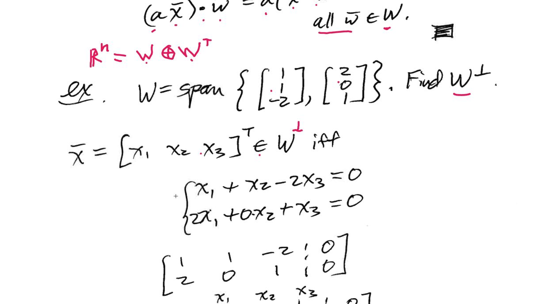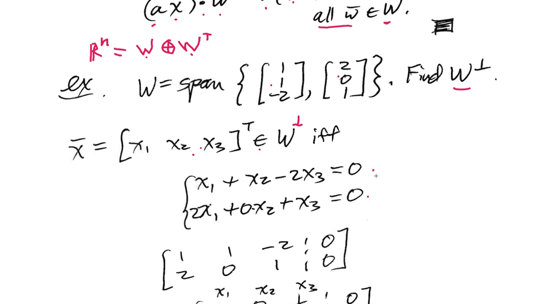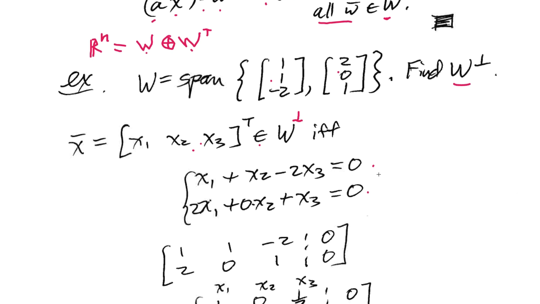So let's go ahead and do that. If you write that out, the dot product with the first vector would mean x1 plus x2 minus 2x3 has to be 0. And when we dot it with (2, 0, 1), that would be 2x1 plus 0x2 plus 1x3. That's got to be 0 also, indicating that they're orthogonal. So dot products are 0.